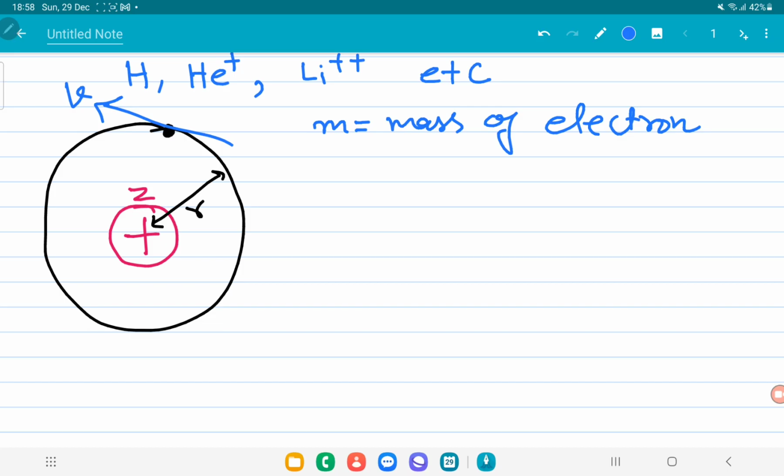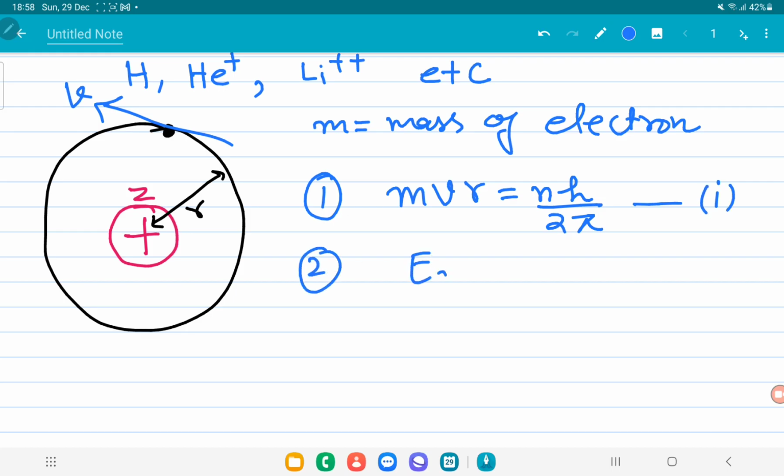So Bohr's theory simply says two important things. Number one, mvr equals nh upon 2 pi. And number two, E2 minus E1 equals h nu. Just these two points are the key figures that Bohr stated.